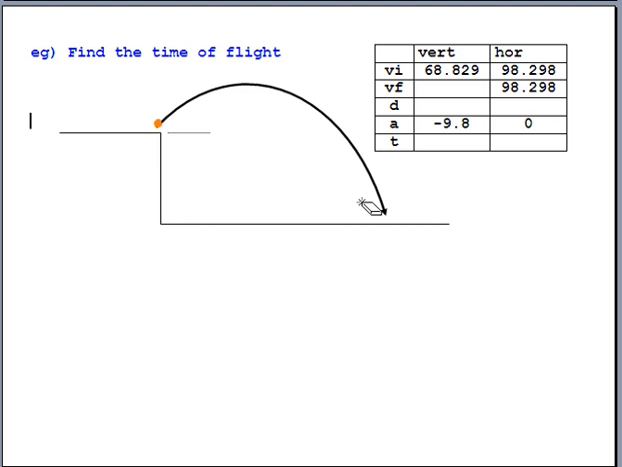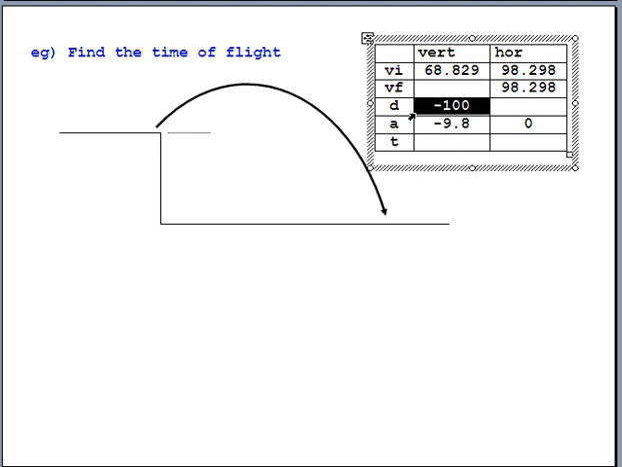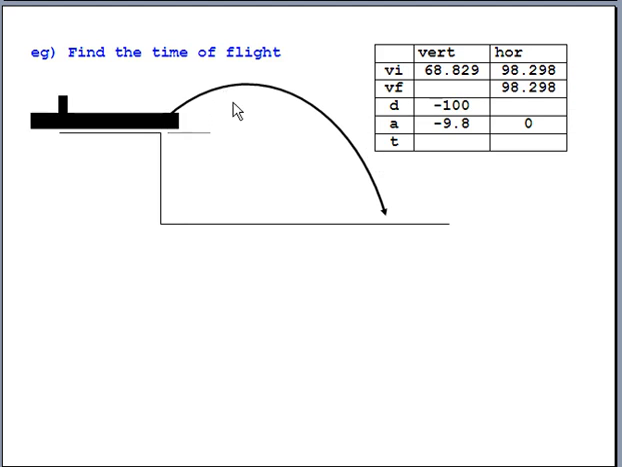Here's what I would do. Time of flight is limited by the vertical story. It runs out of room vertically. I'm going to put in negative 100 for that displacement. I know it actually goes 242 up and then 342 down, so it's actually got a vertical distance of something very large, like 584 meters or something. I don't care about that. The D stands for displacement. So it starts at the cliff and it ends 100 meters down. That's where I've got that negative 100 from.